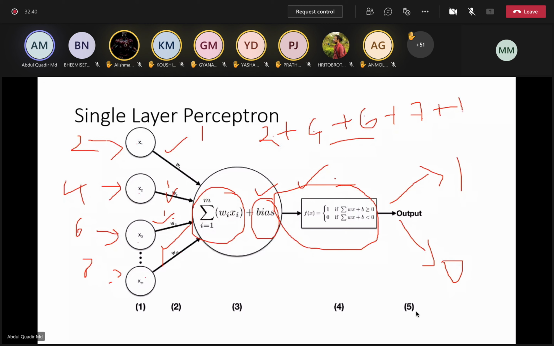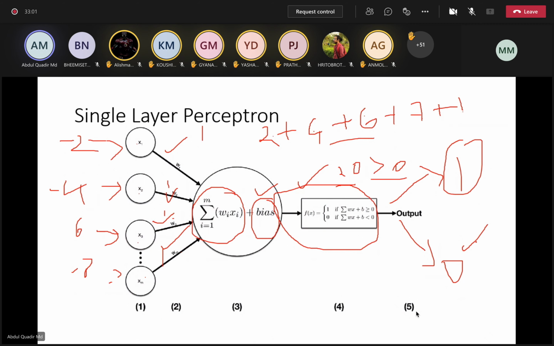So 20. Is 20 greater than or equal to 0? Yes. So what will be my output? 1. But if I get something like minus 2, minus 4, 6 and minus 7, then I will get less than 0, and I will classify it as 0.